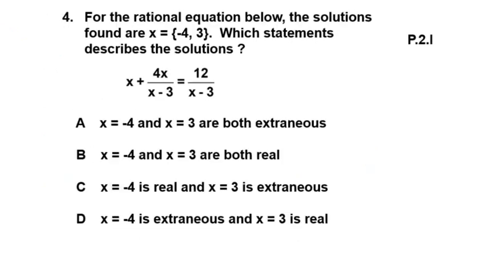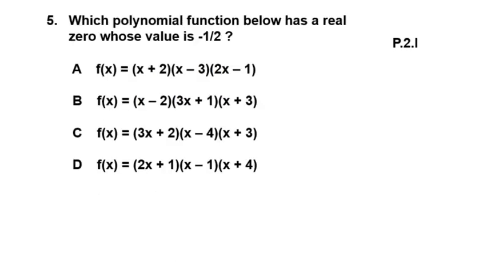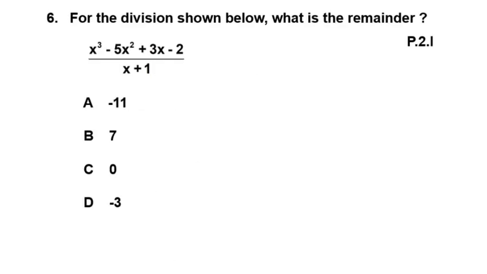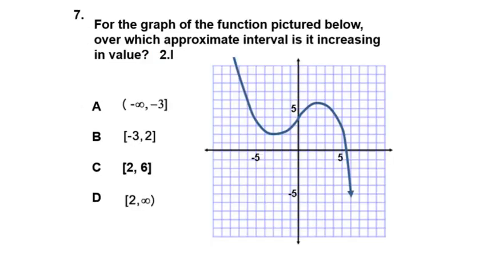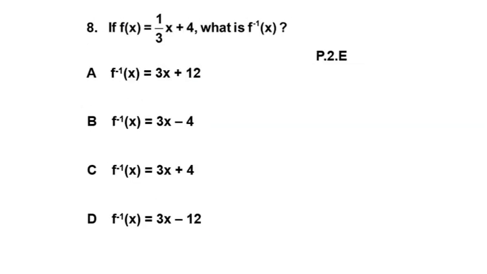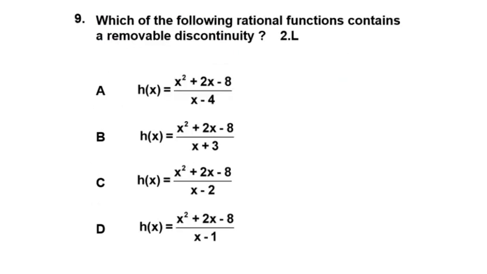Let's go on to the next one that was pretty highly missed. I'm going through a lot of ones here that were not super easy ones that a lot of people got right. So congratulations to the class for that one. But here we are at number 9: which of the following rational functions contains a removable discontinuity?